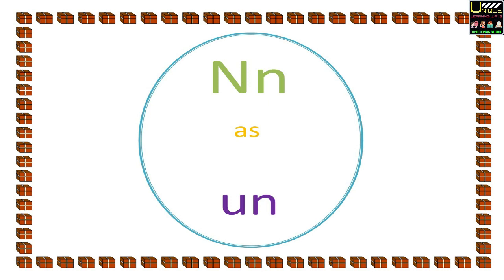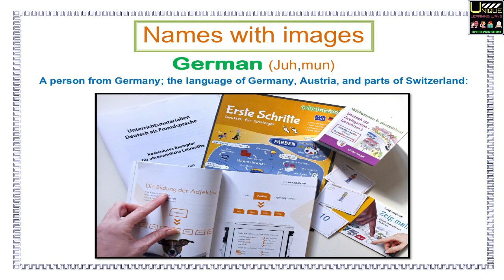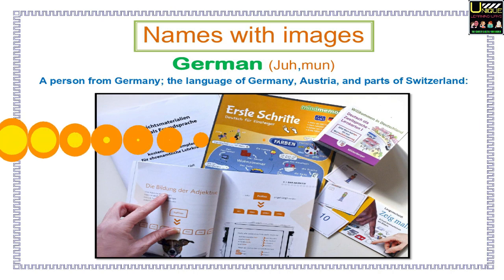N as Un. Names with images. Here I have a word with its pronunciation, explanation, and an image for you. Human: having the qualities, faults, and feelings that people have, as opposed to gods, animals, or machines. German: a person from Germany, the language of Germany, Austria, and parts of Switzerland.